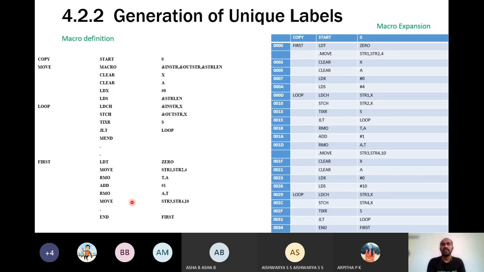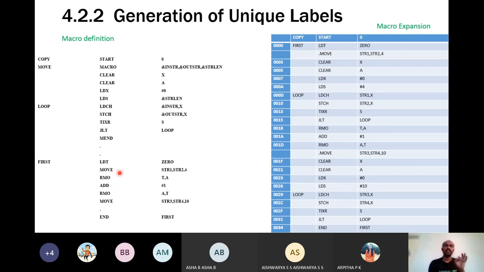When I invoked that, what is the macro expansion? The output from the macro processor. This is the output from the macro processor. What is going to happen? Take up the first instruction as copy start 0. Then go to the first LDT 0. Then is the calling of the macro. That's what I call macro invocation.